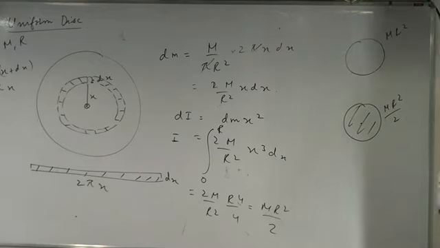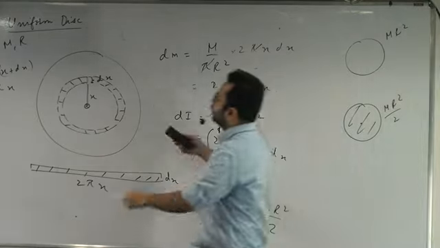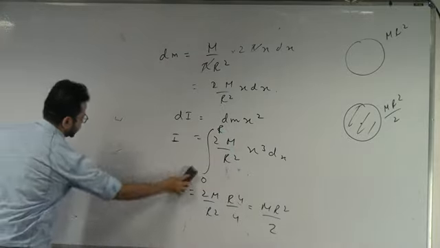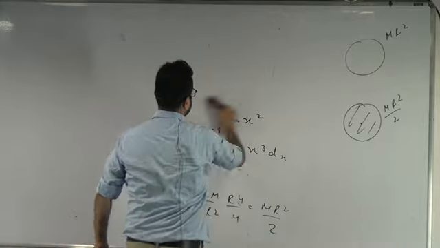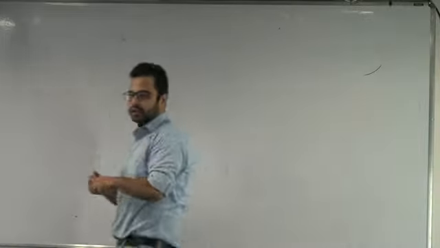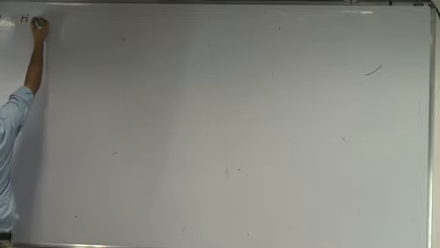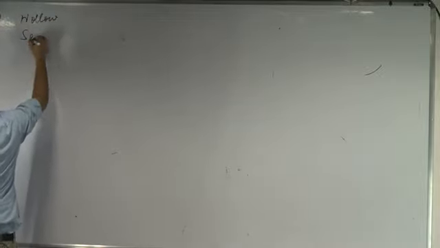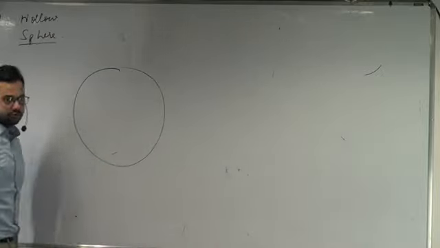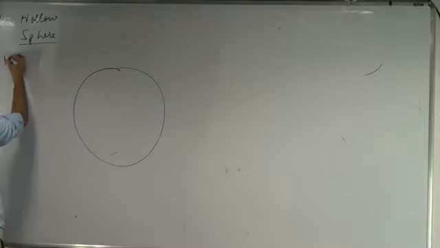All right, that's done. So disk is done. Now we need to look at a hollow sphere. Okay, so sphere could be of two types, hollow sphere and solid sphere. Again we are talking about uniform. Uniform hollow sphere, mass m, radius r.